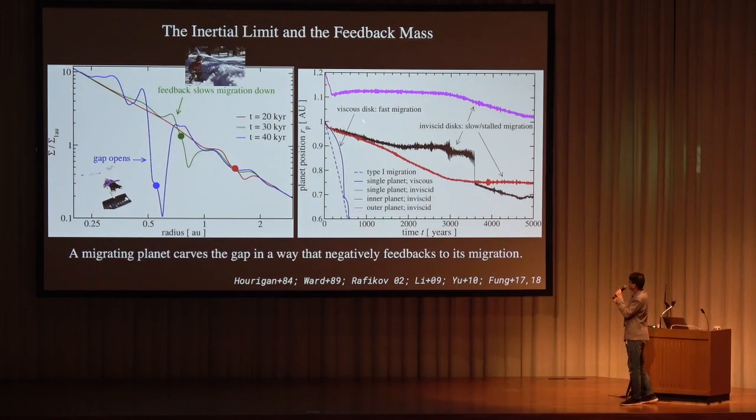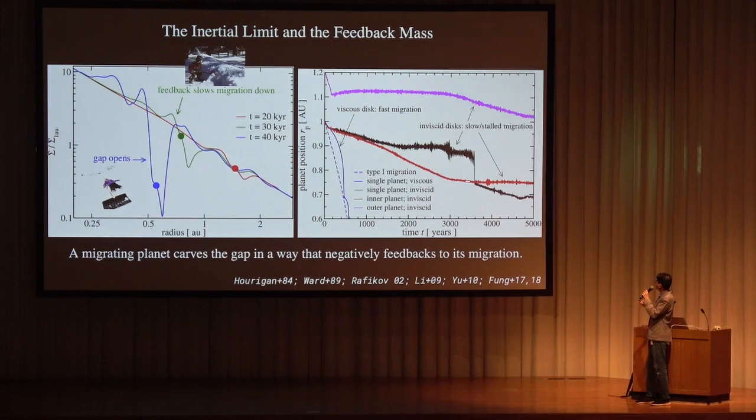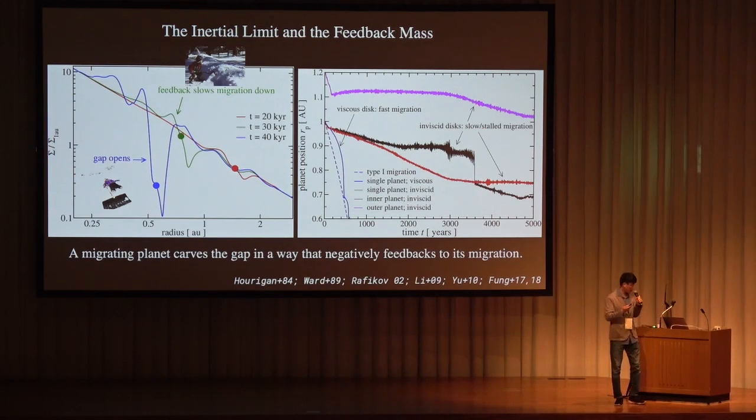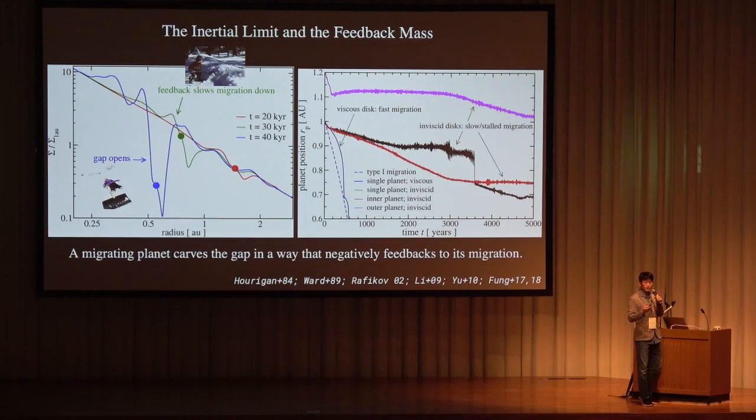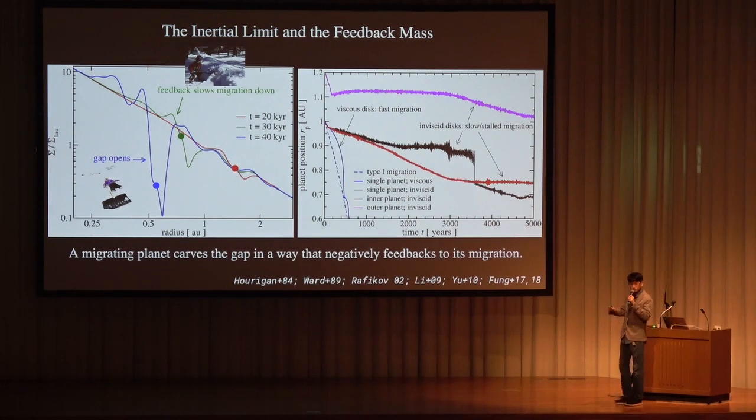And when it does that, you see that the migration of the planet, this is showing the position of the planet as a function of time. It goes in, and then it slows down significantly. Sometimes, in some cases, it seems to be completely stalled. So this is very nice in the sense that maybe we don't have to worry about planet migration so much. Planets maybe they start moving and then they stop. They just stop themselves. It's a stable situation. Unfortunately, it's never that simple.